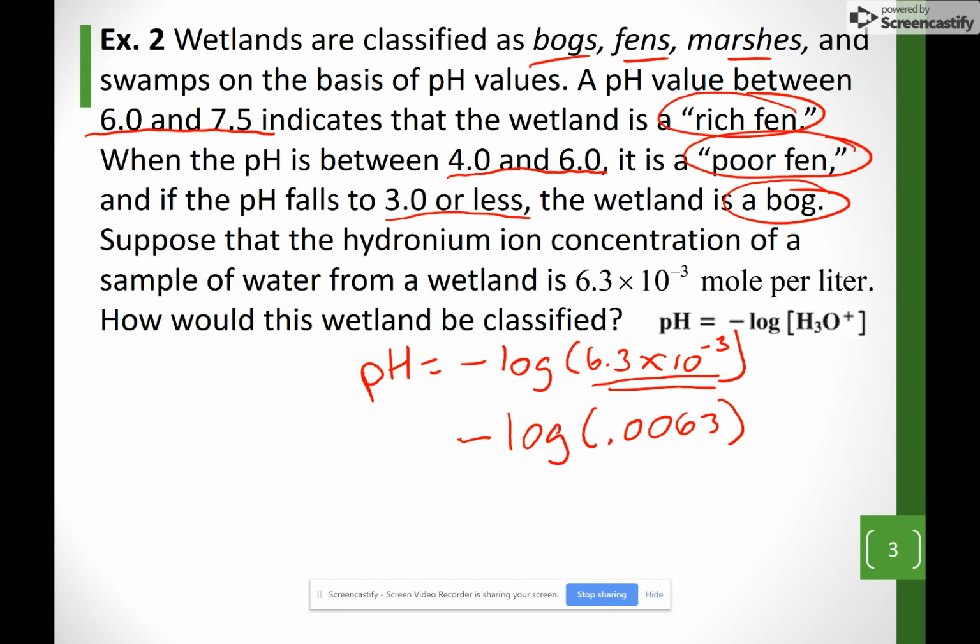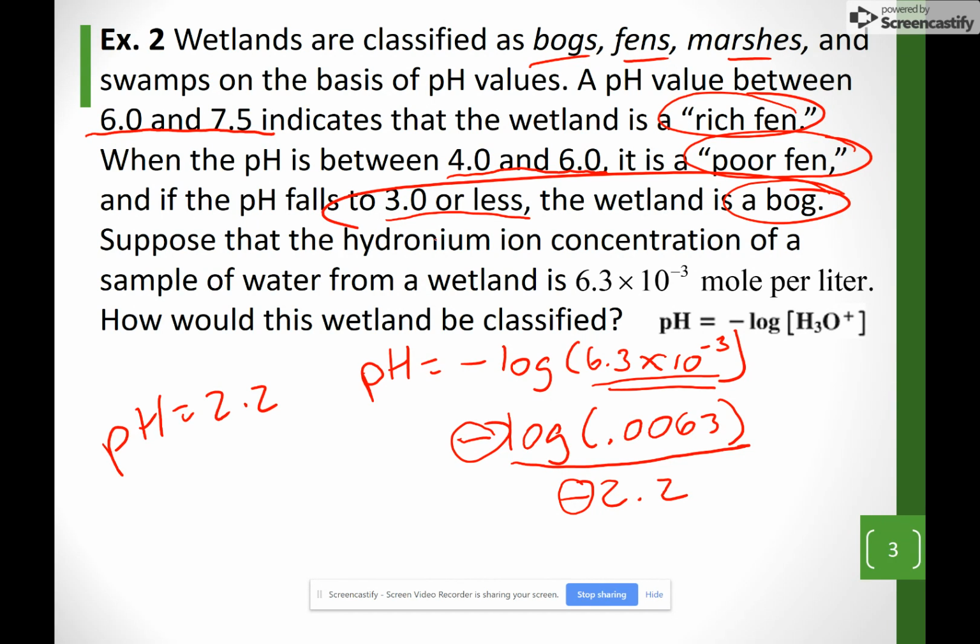Now, if you typed in the log of 0.0063, I'm just looking at this part, that gives me negative 2.2. So there is a negative at the front of the question. Negative with a negative gives me a positive. So I'm going to get that the pH is 2.2. Therefore, this thing is called a bog.